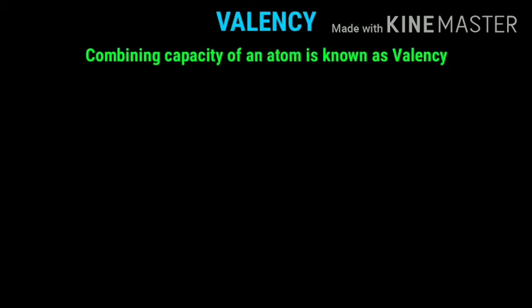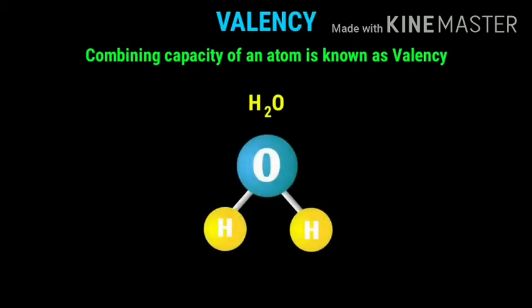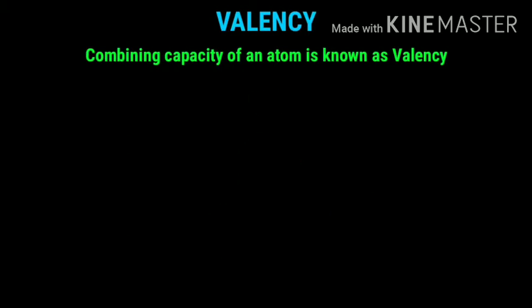Children, valency is the combining capacity of an element or of an atom. Combining capacity means with how many electrons this atom is going to combine with another atom. As you are watching, oxygen is combining with two hydrogen atoms to make the compound H2O. So, how is oxygen combining with two hydrogen atoms? This all we are going to study in this topic, as its answer is given by valency.